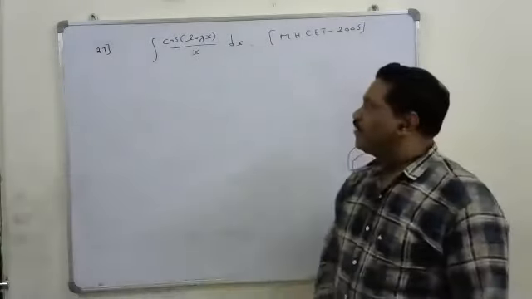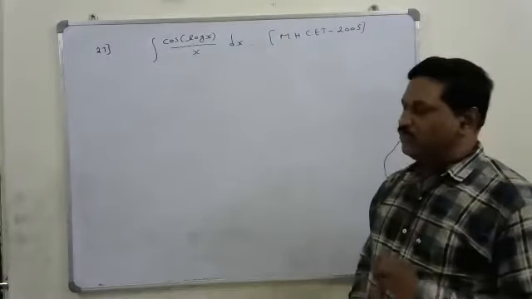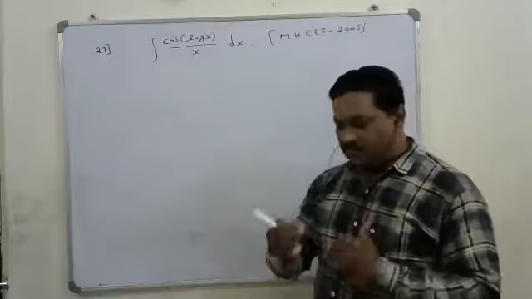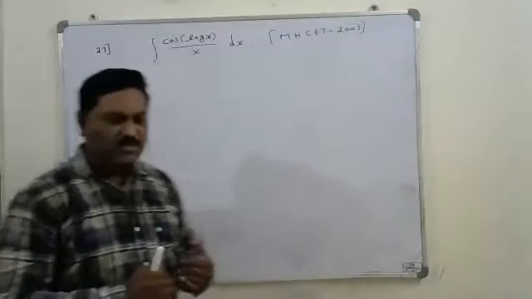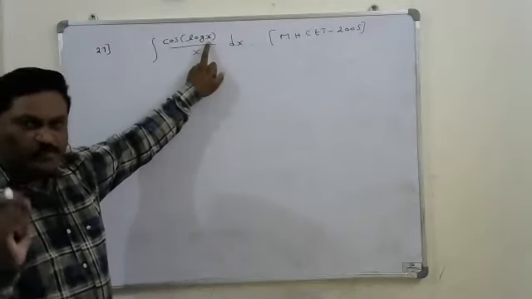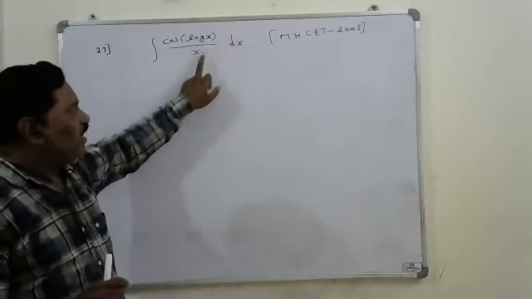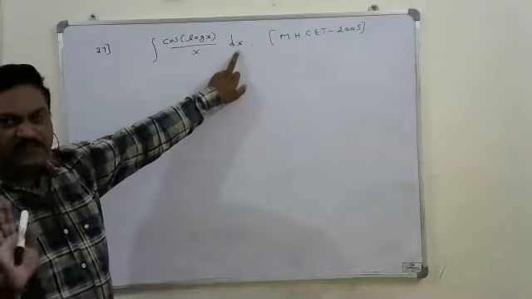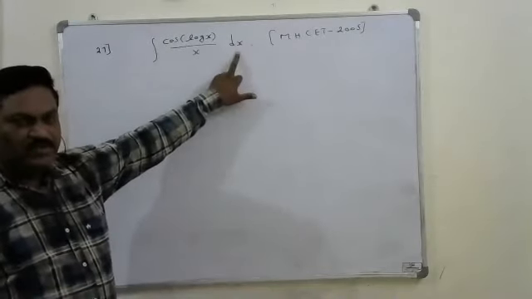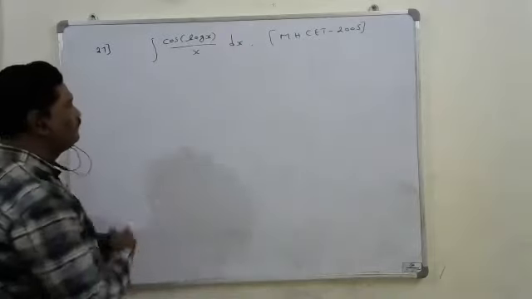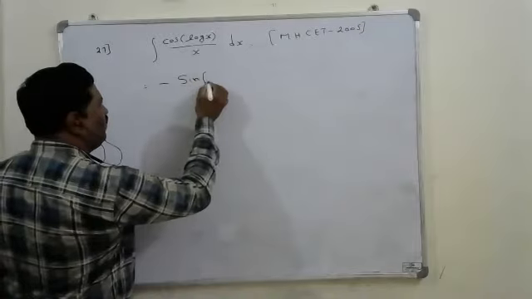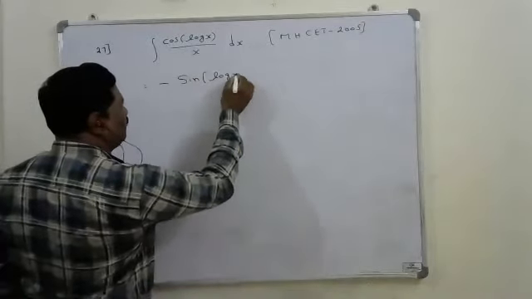Take log x equal to t. Good. We'll take that log x is equal to t. Don't write all the steps, so try to write the direct steps always. If you take log x as t, the derivative of log x is 1 by x dx, right? So 1 by x dx becomes dt. Therefore, the problem becomes integral cos t dt. What is the integral of cos t?